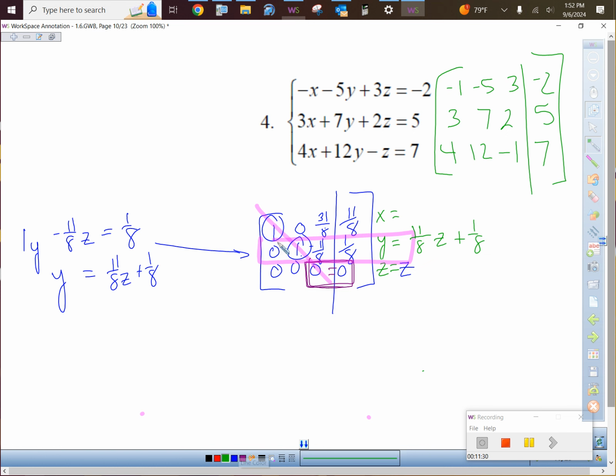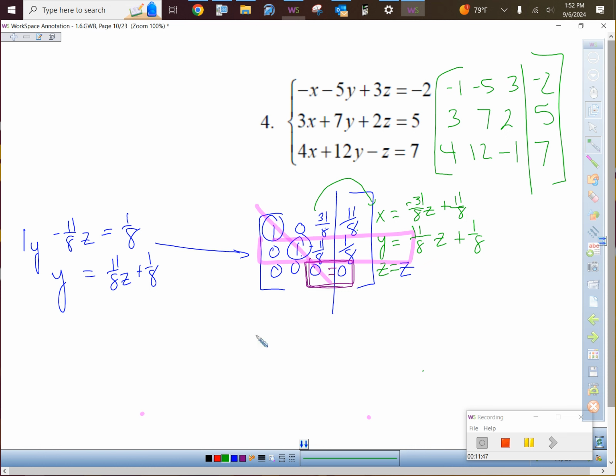And then you do the same thing in this top row. This is x plus 31/8 z equals 11/8. So don't you just need to subtract that over? Shouldn't x equal negative 31/8 z's plus 11/8? That's really weird. Especially the first time you saw that back in Algebra 2, you're like, hold the phone here, Batman. But we're going to practice that a couple times and get a little bit better at it.